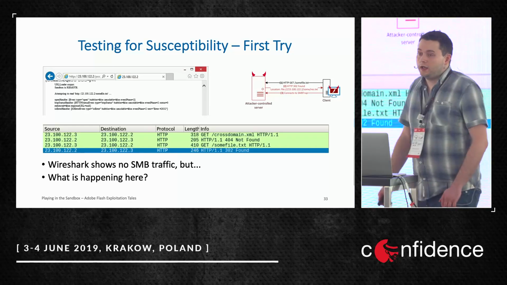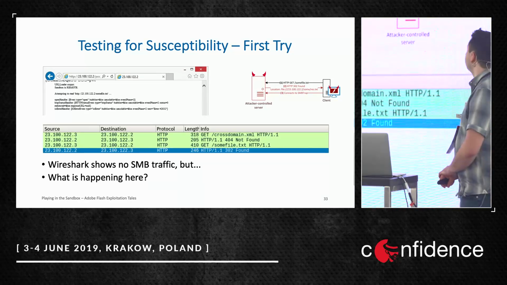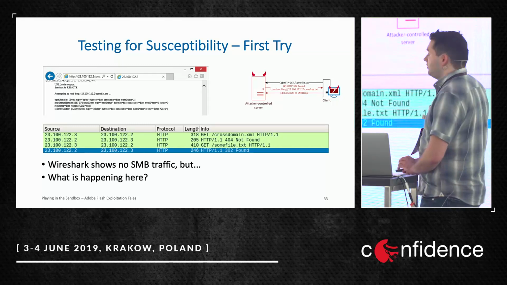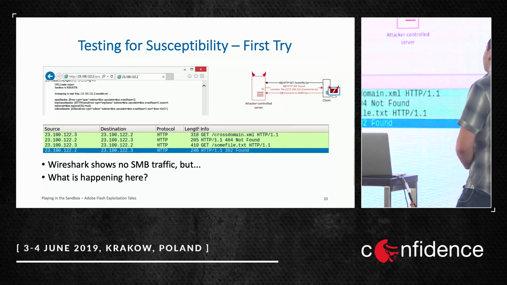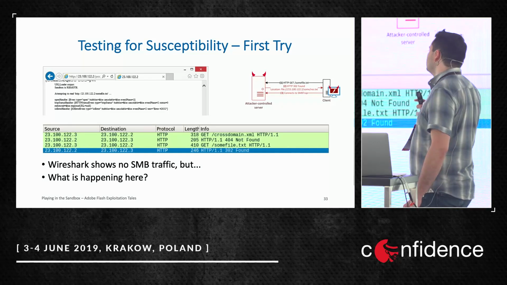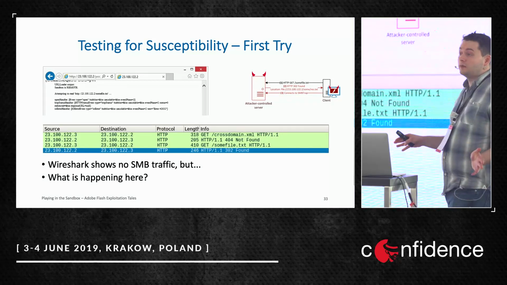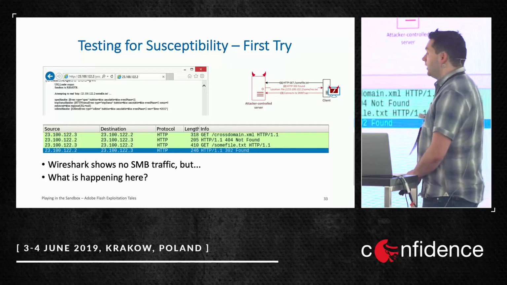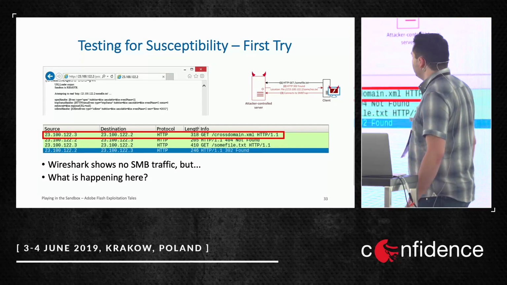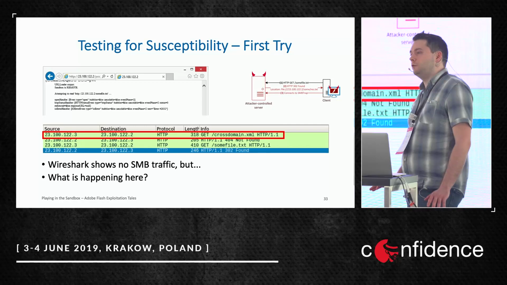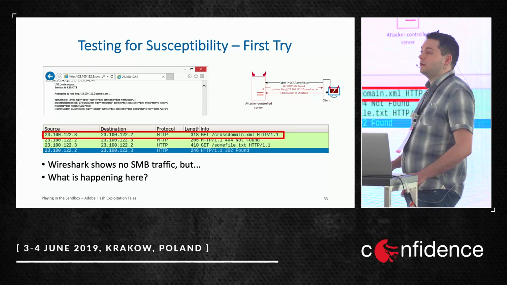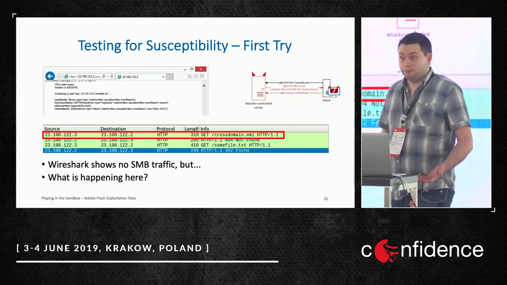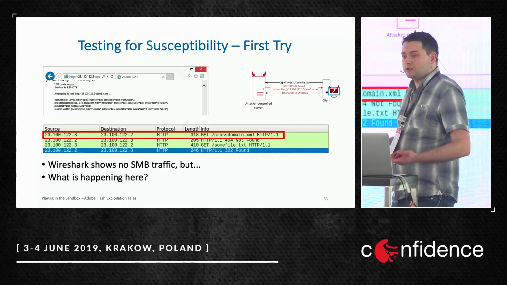So the first try, it didn't really work. Here's a Wireshark trace, and we can see that while the Flash application is doing a request, there's no SMB traffic in there. But there are some other interesting things, like this thing on top. It says there's a GET request for a file called crossdomain.xml. This is pretty interesting because I didn't program my Flash application to do that.